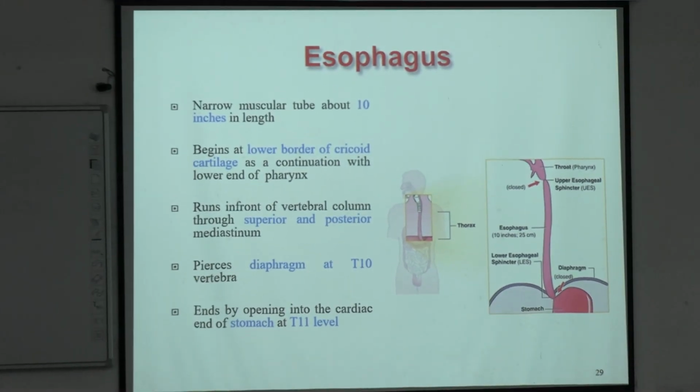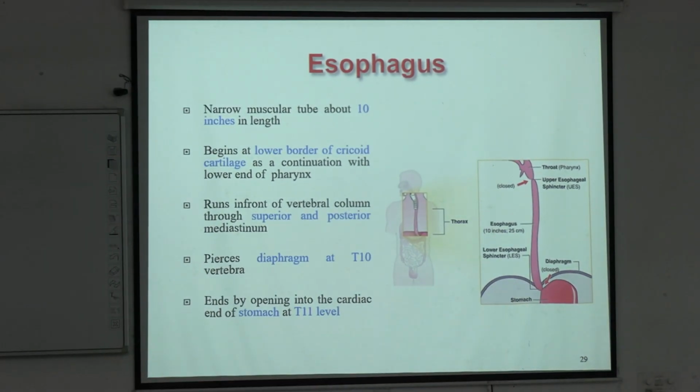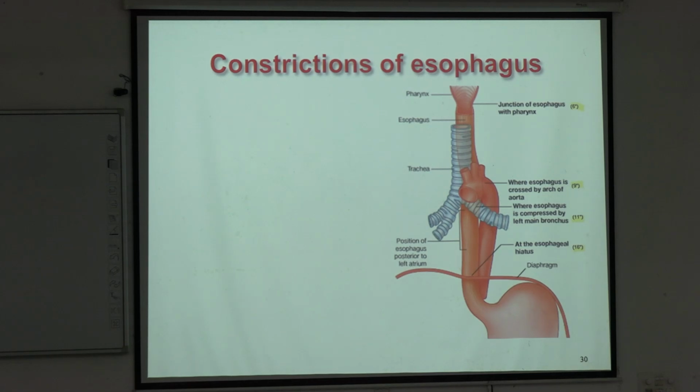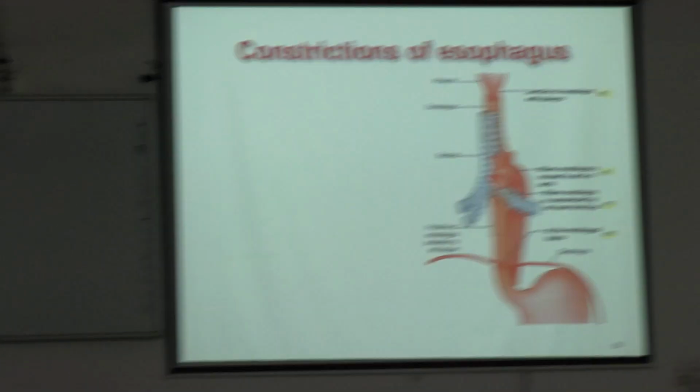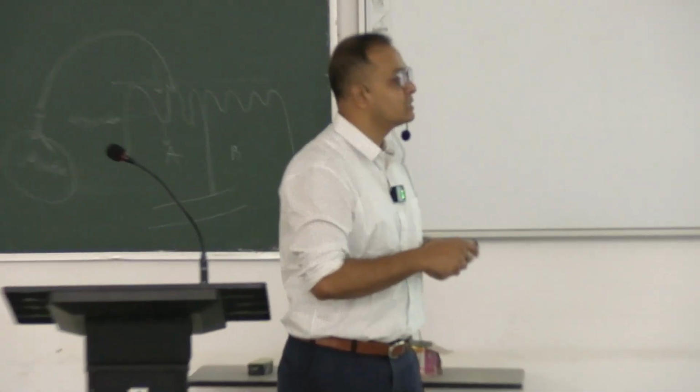This esophagus has a length of roughly 25 centimeters, with individual variance, and is a muscular hollow tube with some constrictions. As it goes down through these spaces, it encounters some overlying viscera, which either cross it or press on it, so it has some narrow regions. These narrow regions of the esophagus we call the constrictions of the esophagus.